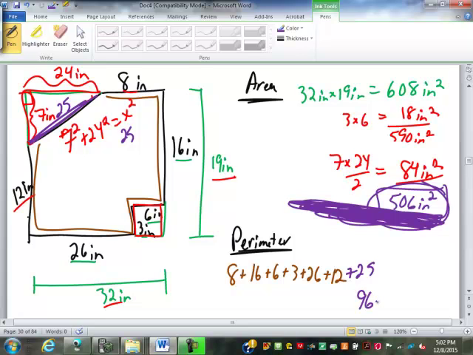We add those all up, we get, is that 96? 8, 24, 30, 33, 59, 71, 96. Yes, 96 inches. Any questions? Okay.